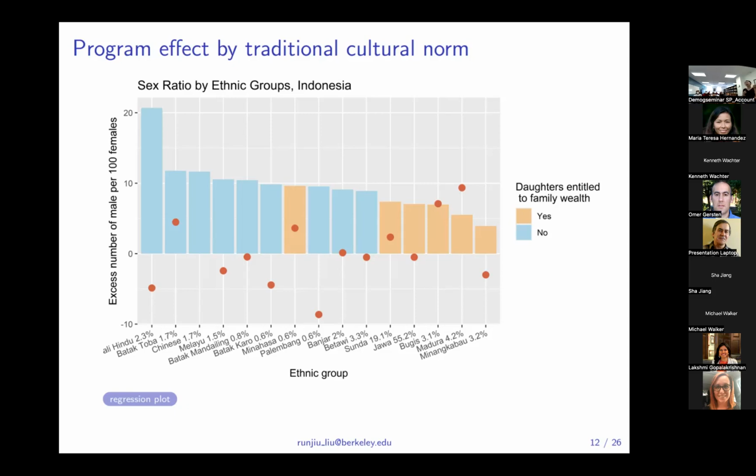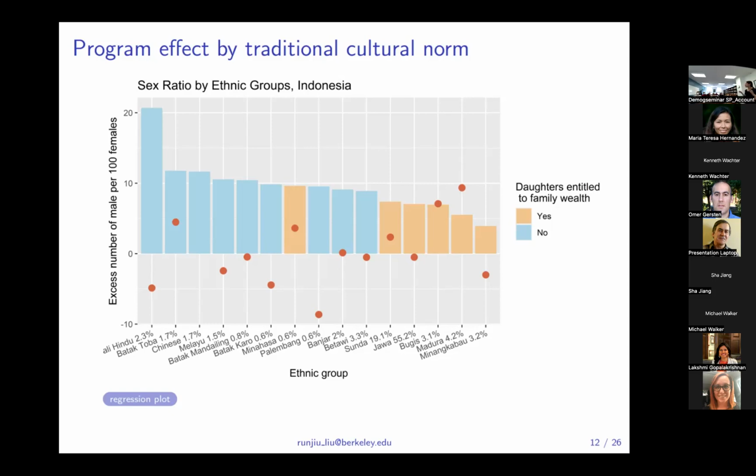If it's positive, that means it brings more males relative to females. It's probably a little bit hard to see, but there's a slight increasing trend in the dots, partially because the baseline sex ratio only has a very slight negative trend. I have this regression plot, but unfortunately I won't be able to show you today.